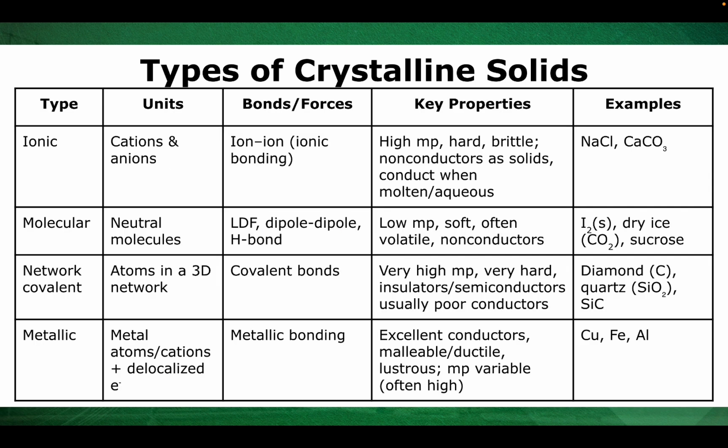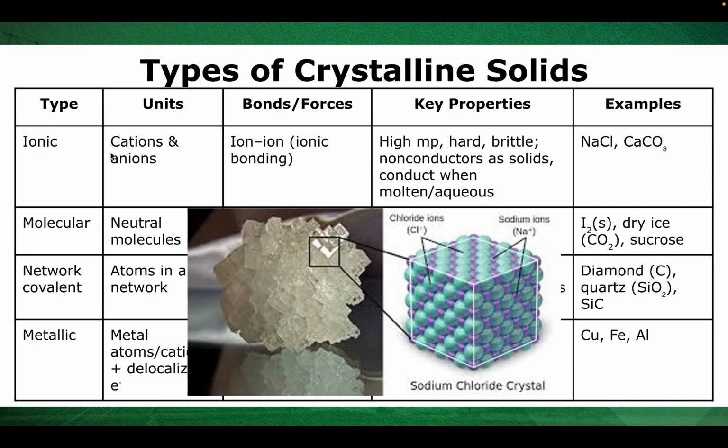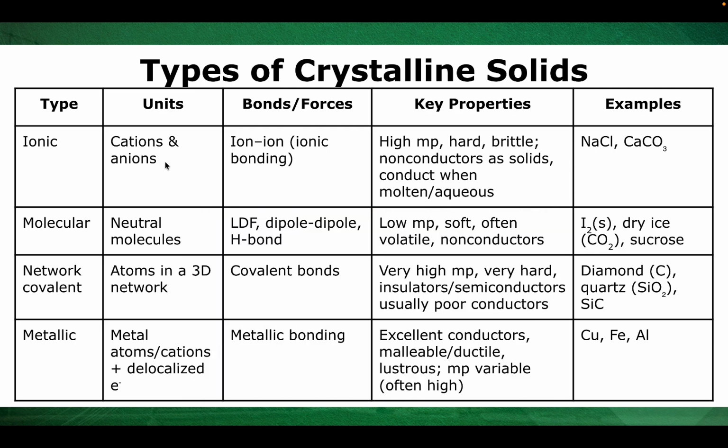Here are the different types of crystalline solids. We have ionic. Ionic, the units would be the cation and the anion. So if you have a cation and anion, you will have an ion-ion interaction, or basically ionic bonding. Since this is a very strong bond, key properties would be high melting point, they're hard, some are brittle, they're non-conductors as solids, but when they dissolve in water, or when they are aqueous, they conduct electricity. For example, salt. Salt is brittle and conducts electricity when dissolved in water.